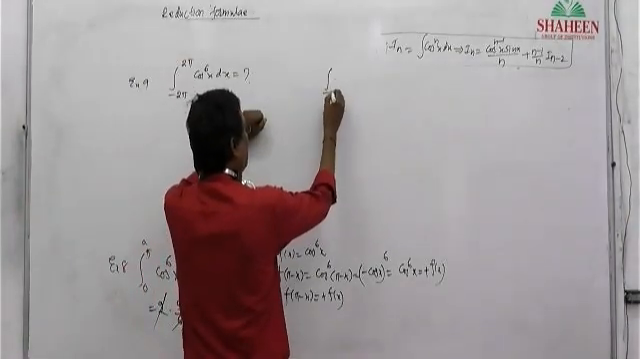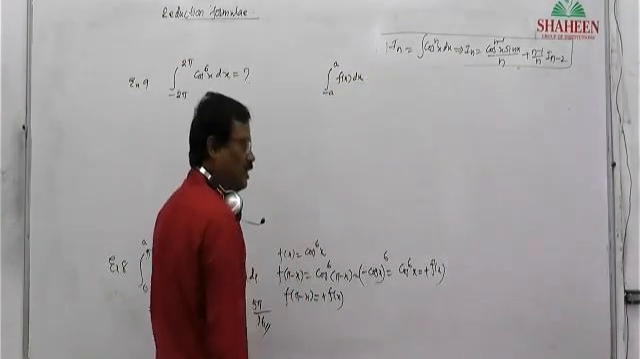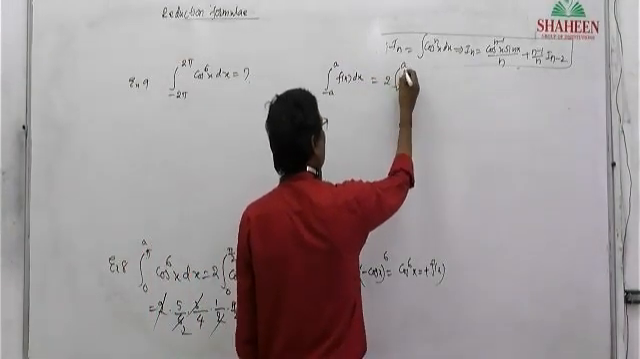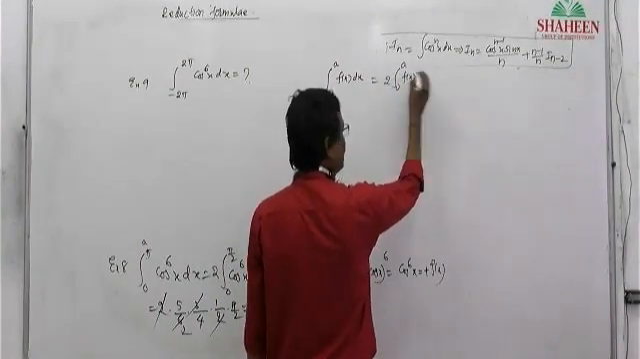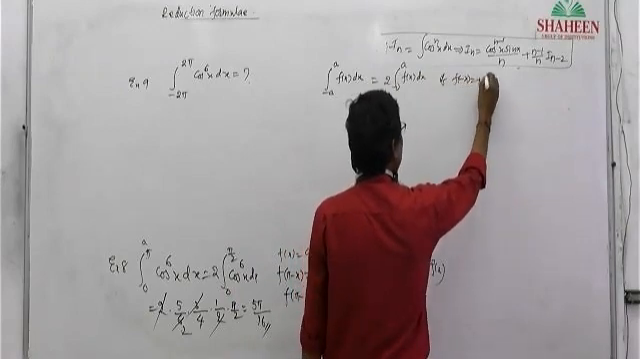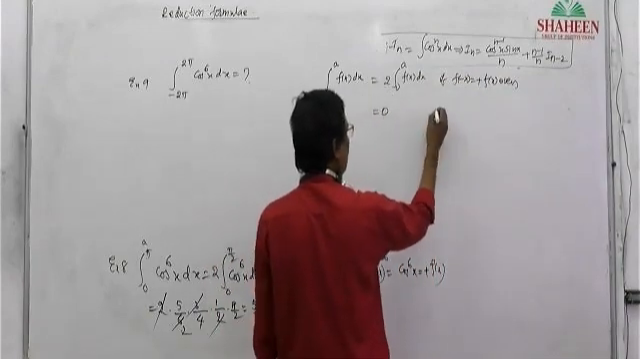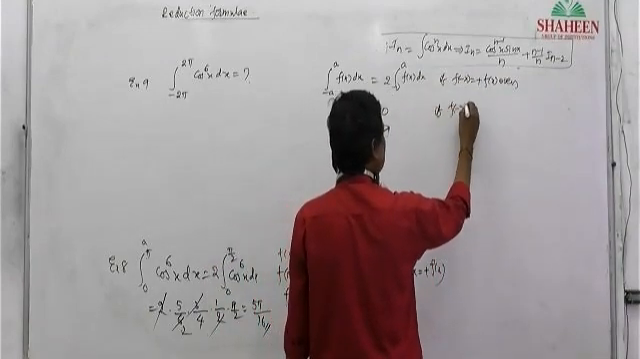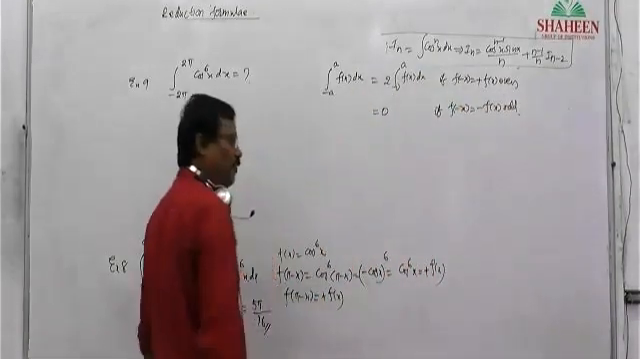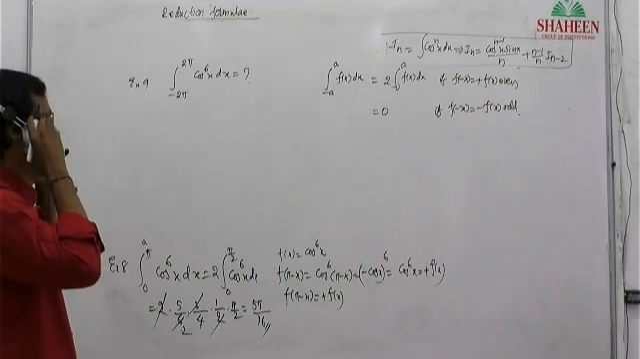What property? Integral from minus a to plus a of f x dx. We write it as 2 times the integral from 0 to a of f x dx, if f of minus x is equal to plus f x, called even. And the integral is 0 if f of minus x is equal to minus f x, called odd. See that this is different from the last one.